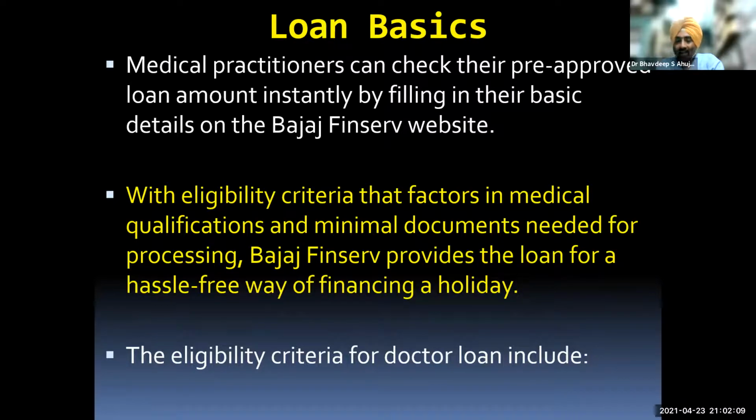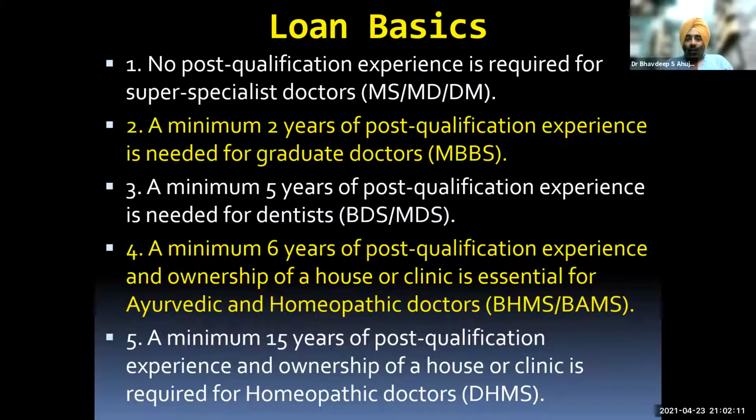So what are the eligibility criteria? They offer that there is no post-qualification experience required for super specialists like MS, MD or DM, a minimum of 2 years of post-qualification for MBBS, and a minimum of 5 years of post-qualification for BDS or MDS. So you can't have a starting loan if you're just starting off your career. Then a minimum of 6 years of post-qualification for the other Ayush categories like BHMS, and for homeopathic DHMS, you need a minimum of 15 years. So this is the criteria they have given.